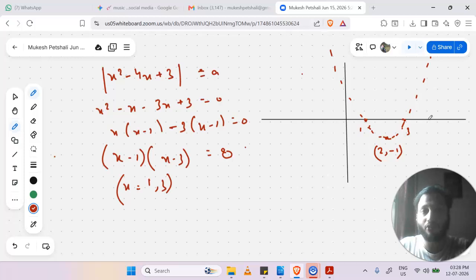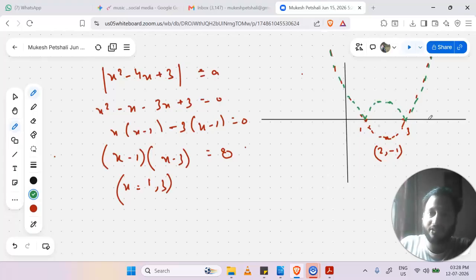What is the graph of mod of this thing? The graph for mod of this curve is this green curve. When you apply a mod, all the negatives become positive. So this is the likely graph for mod of x square minus 4x plus 3.